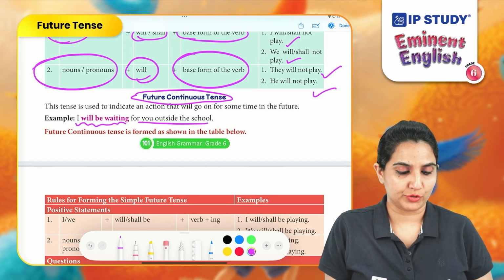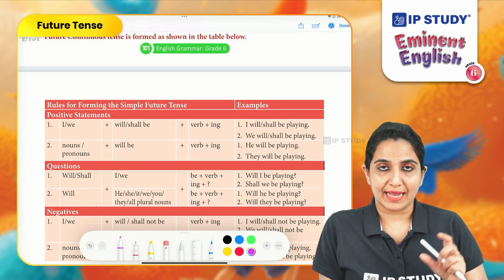This is future continuous tense. Again, let us do a quick recap of the rules for forming the tense. For positive statements, for the first person, singular and plural pronouns, we use will along with the base form of the verb. They will play, he will play. For the second person, singular and plural pronouns, we use will along with the base form of the verb.